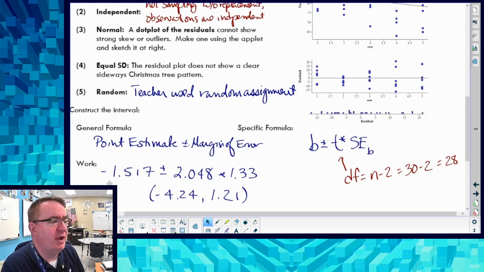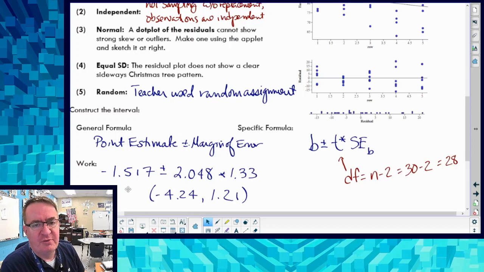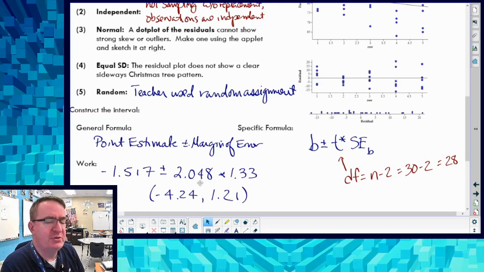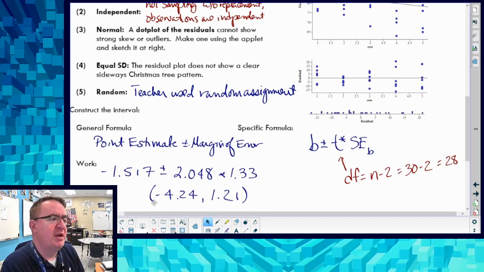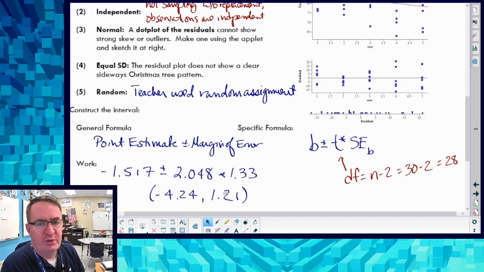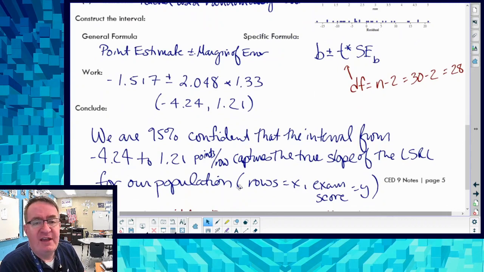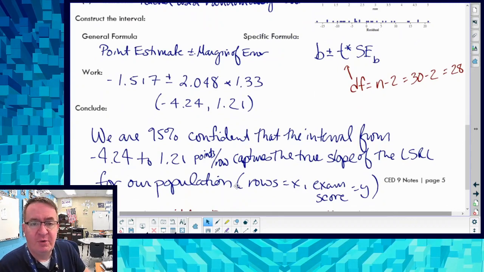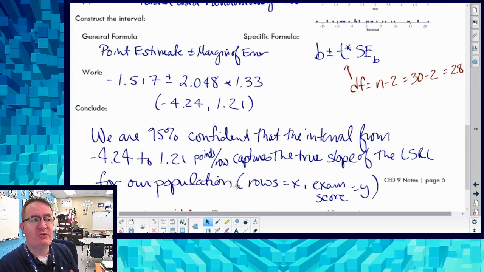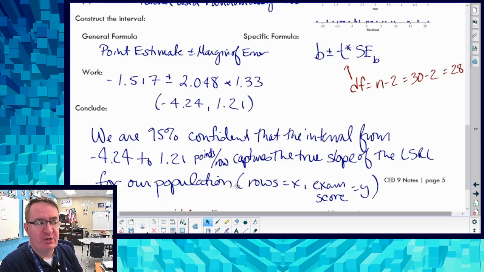In this case, I've got my b value of negative 1.517 points per row, plus or minus my t star score, times 1.33 from the computer printout. That gives me a confidence interval from negative 4.24 all the way up to 1.21. Your conclusion is going to sound really familiar. We are 95% confident that the interval from negative 4.24 to 1.21 points per row captures the true slope of the least squares regression line for our population.